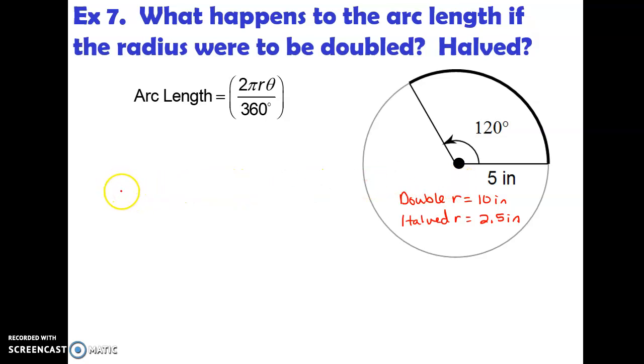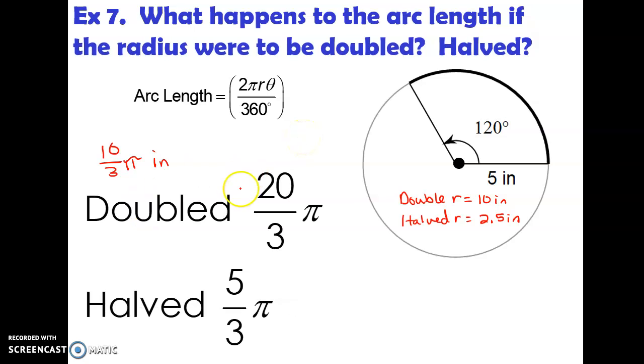Now let's think about, remember, our original was 10/3 pi inches, and let's think about doubled and halved. See how the numerator doubled and the numerator halved from our original, because they are proportional.